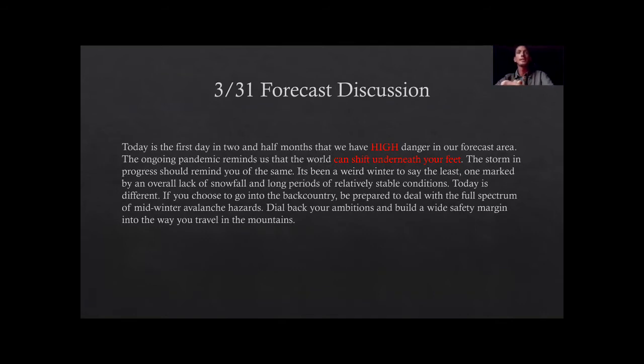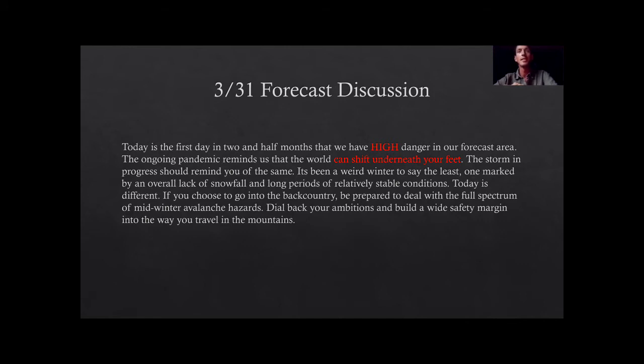Pulled this out of my forecast discussion from that morning. It was my forecast that day, and it was pretty clear to me, even at 4 or 5 in the morning, that things were on their way to being a whole lot different than they had been. I'll read this for you quick. Today is the first day in 2.5 months that we have high danger in our forecast area. Ongoing pandemic reminds us that the world can shift underneath your feet. The storm in progress should remind you of the same.